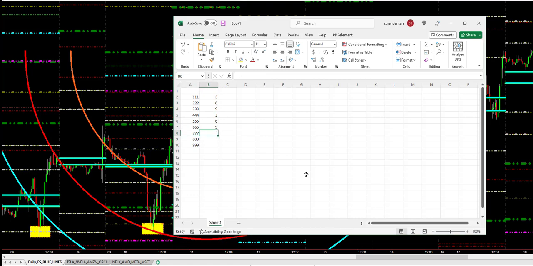So 7 is going to be 7 times 3, 21, which is 3. 8 times 3 is 24, which is 6, 2 plus 4 is 6, right? 9 is always 9. What do you see here? 369, 369, isn't it?